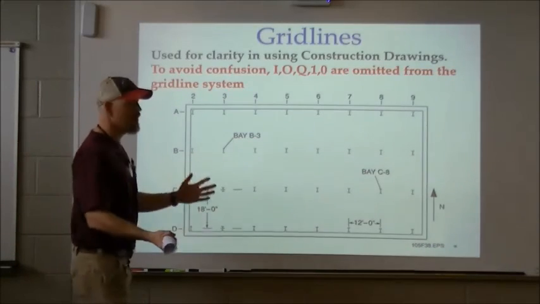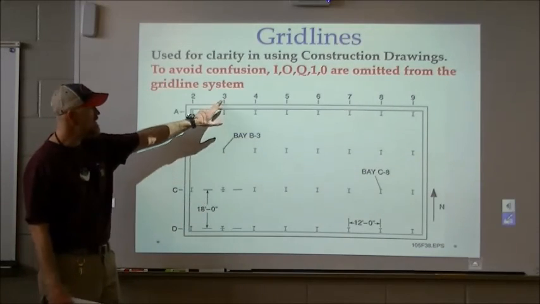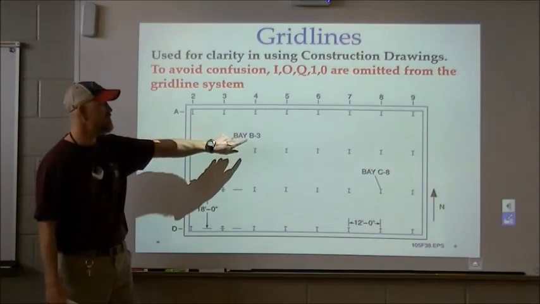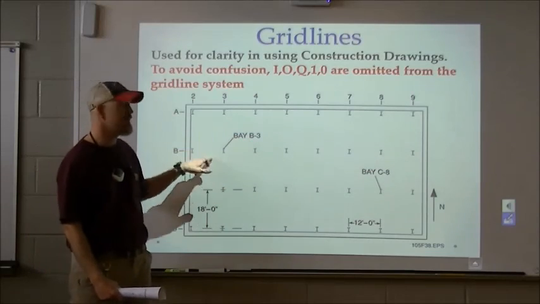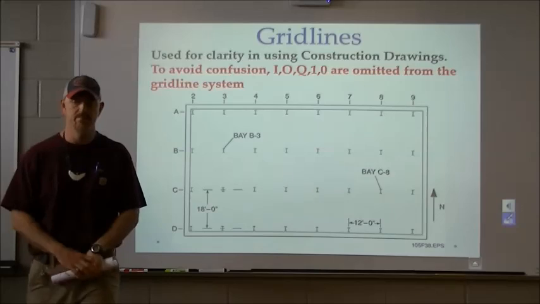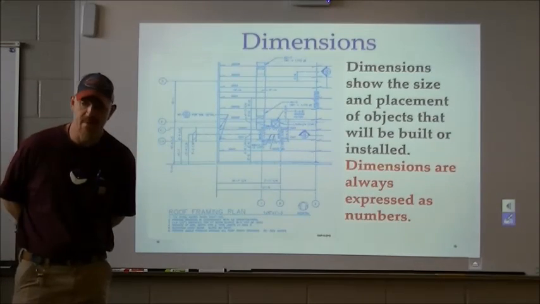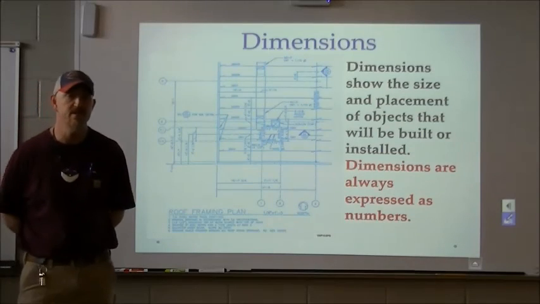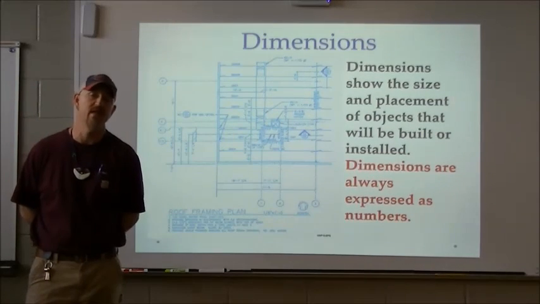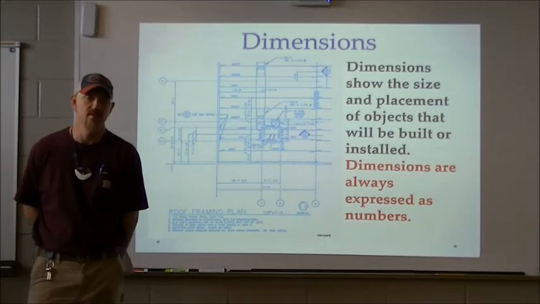And the way a grid line works is if we're going to talk about B3, we find B and 3, and it's this area. This is bay B3. That's what they're called, bays. Just that area right there that's served by that column. Okay, dimensions. Now it may seem a little obvious, but dimensions are always written as numbers. And they're going to show the size and placements of different objects.